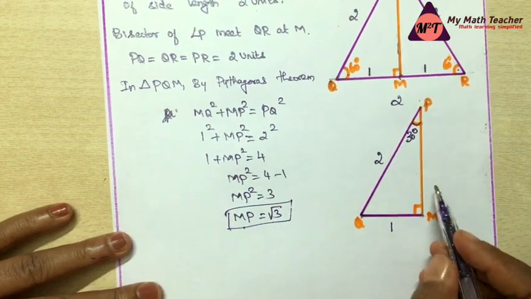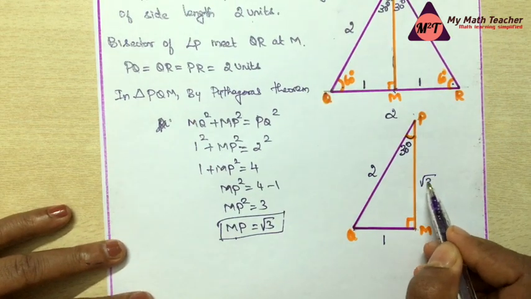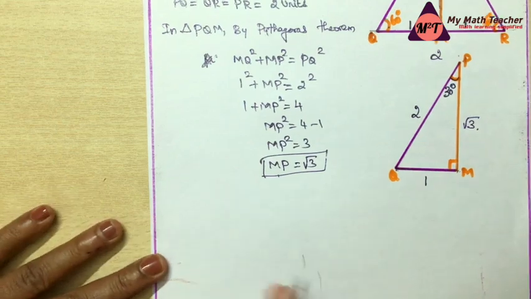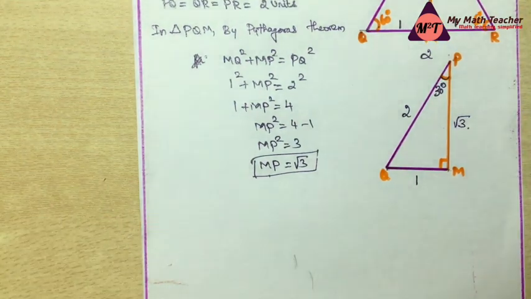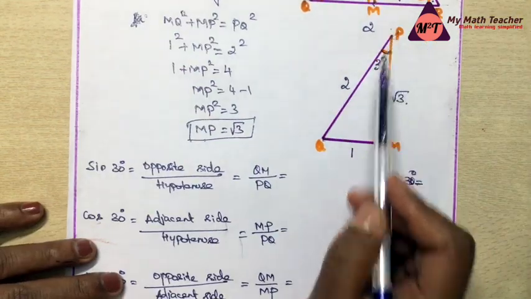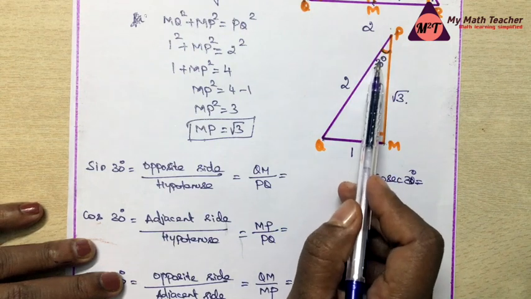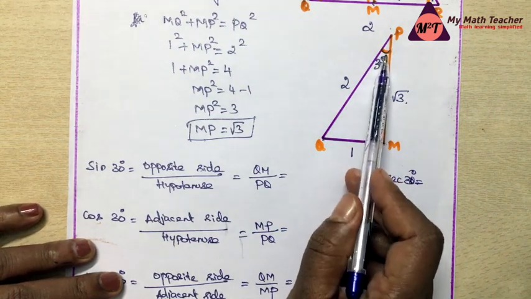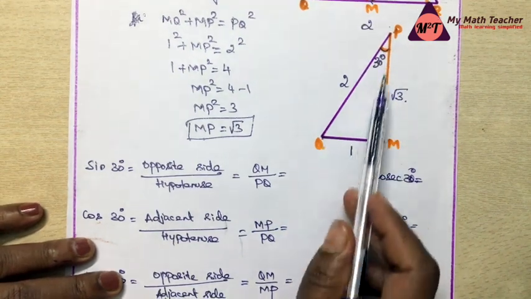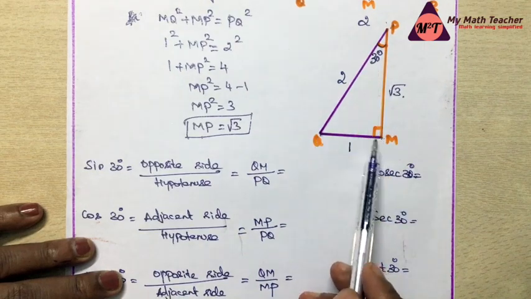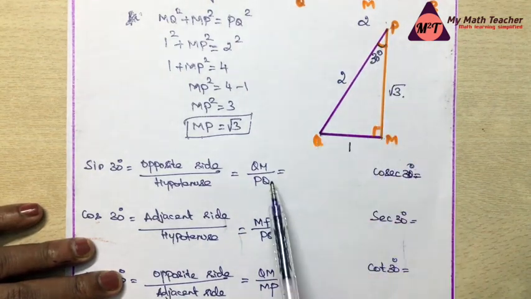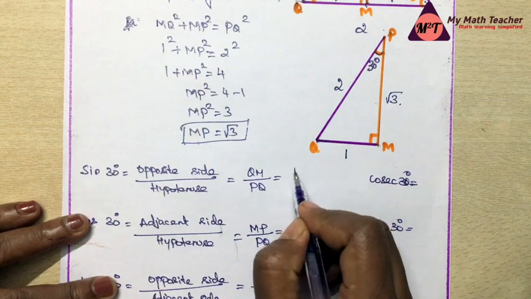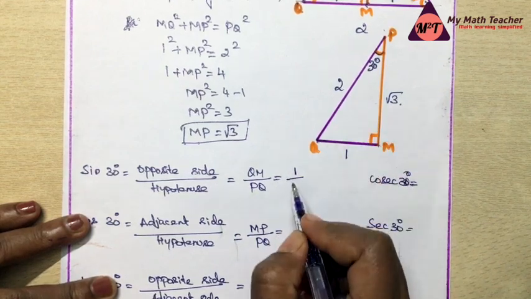Now the side MP is root 3. Okay. Now we are going to find all the 6 trigonometric ratios. So consider this triangle, the angle is 30 degrees. So sine ratio is the side opposite to the angle, QM, by the hypotenuse, that is PQ. So QM is 1 by PQ is 2.